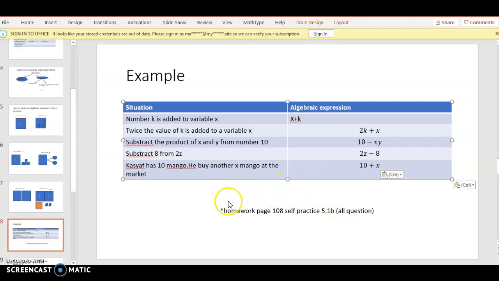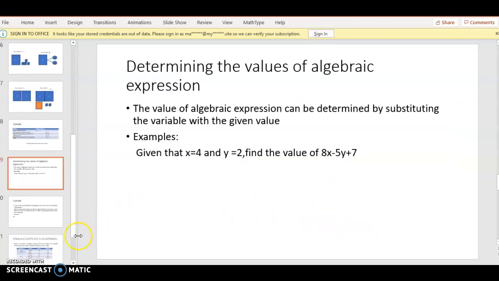You can try to do the homework, page 108, self practice 5.1b. For determining the value of an algebraic expression, I will continue in another video, because I can only record for 15 minutes.